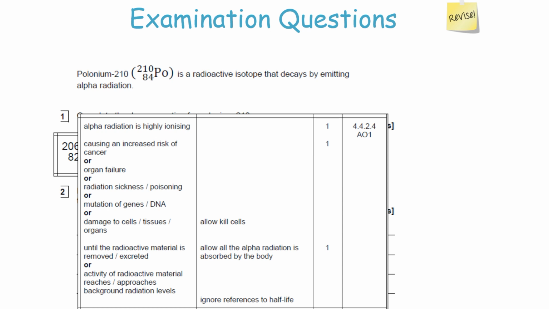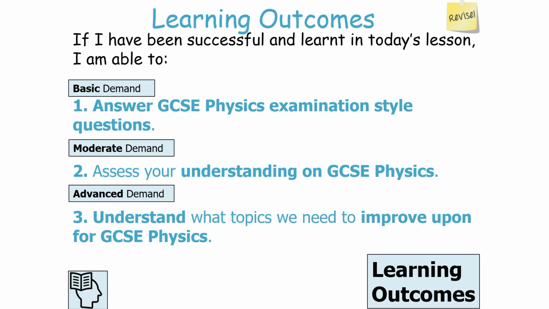So you've got to then say that effect, that damage will always be there until that radioactive material is removed from the body or excreted, or the activity of the material itself reaches the background radiation levels. It's important to note that any source that's emitting alpha radiation will always have this effect until it's excreted away from you. So, I hope you've enjoyed this particular revision session.